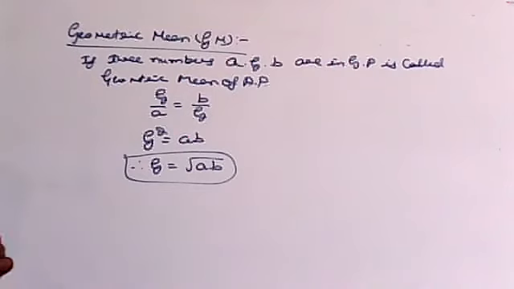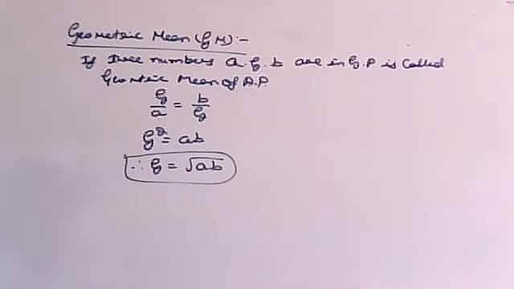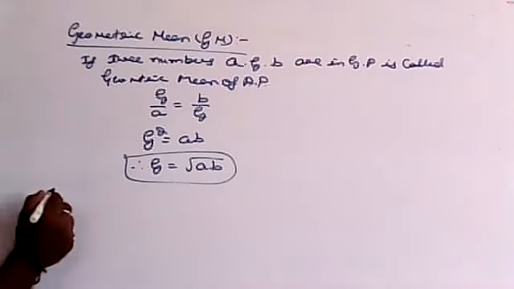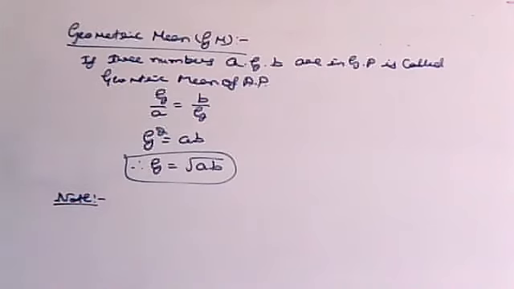Clear? Got it? Okay. So it is called what? Geometric mean of a and b. Just write down quick. Write down. And similarly, write down the note also there.